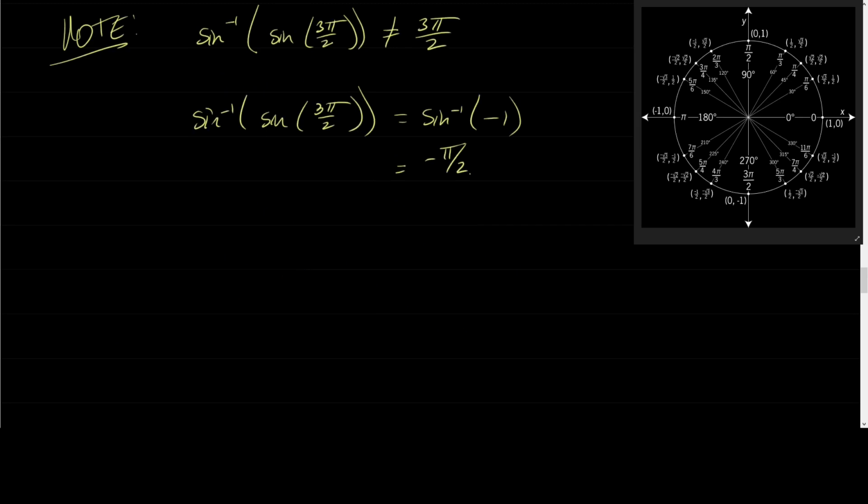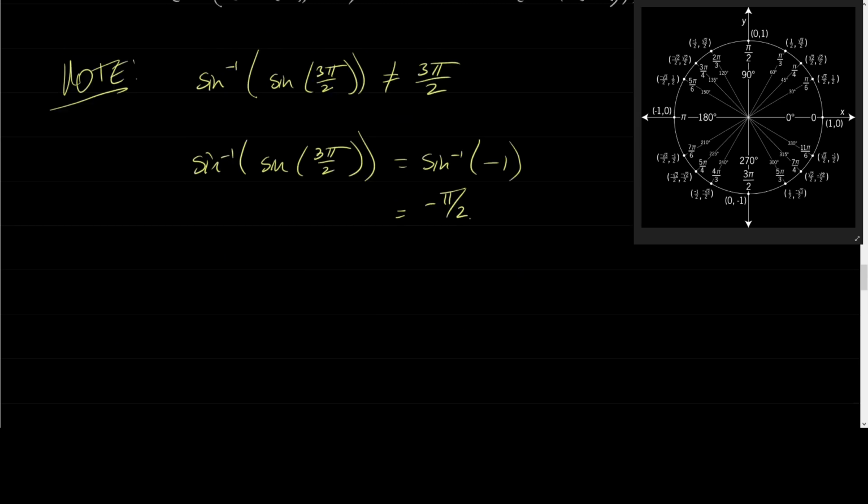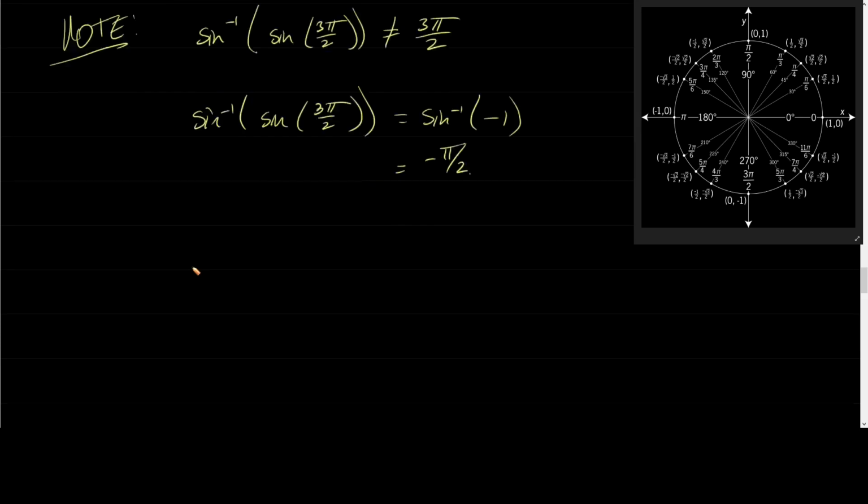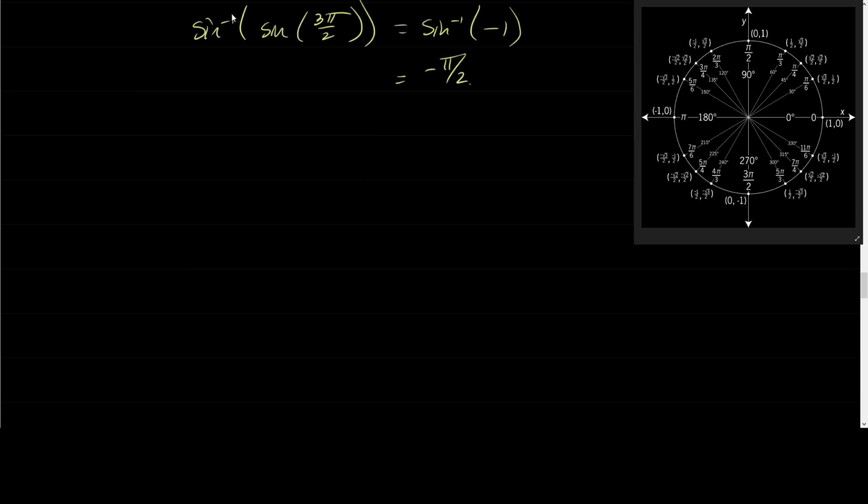So let's look at a couple of examples. I believe I'm at example M. So if I have something like tan inverse of negative 14, well, what would that be?